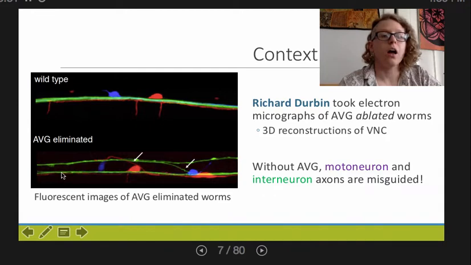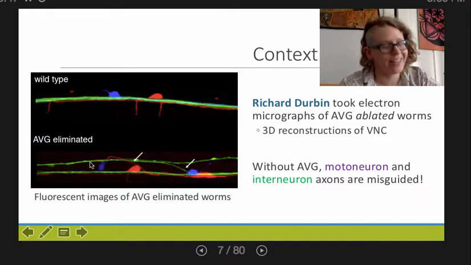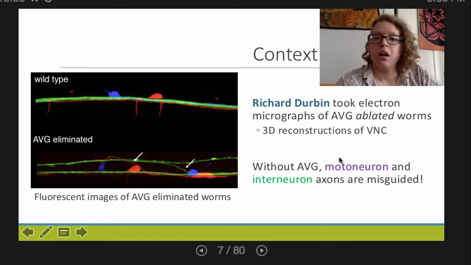And here we see that in the normal worm, all of the interneurons are together on the right side. In the AVG eliminated worm, we have those interneuron axons now on the wrong side, on the left side. And you can see them crossing the midline, which isn't supposed to happen either. And there's also some motor neurons crossing the midline. Both the blue and the red are motor neurons.